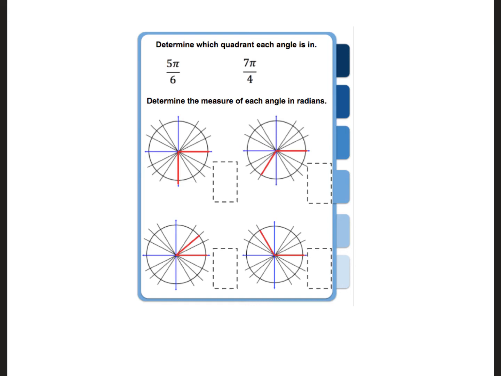In this video, we're going to talk about how to identify which quadrant our angles are in when they're in radians, and how to determine the measure of an angle in radians. So without further ado, let's go ahead and get started.